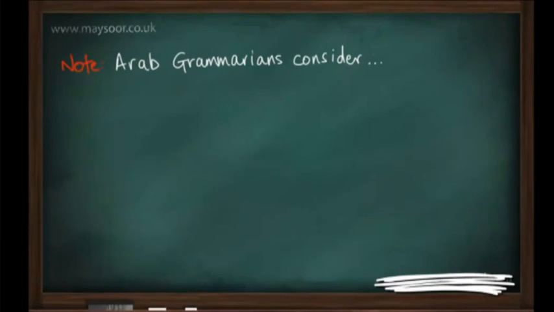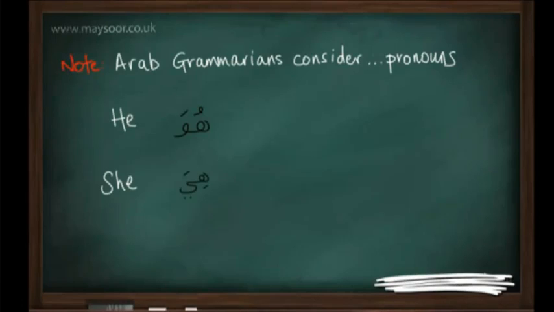It's important to note that Arab grammarians consider pronouns, for example, he, pronounced huwa, she, pronounced hiya, they, pronounced hum or hunna. Hum, if you're referring to three or more men. Hunna, if you're referring to three or more women.